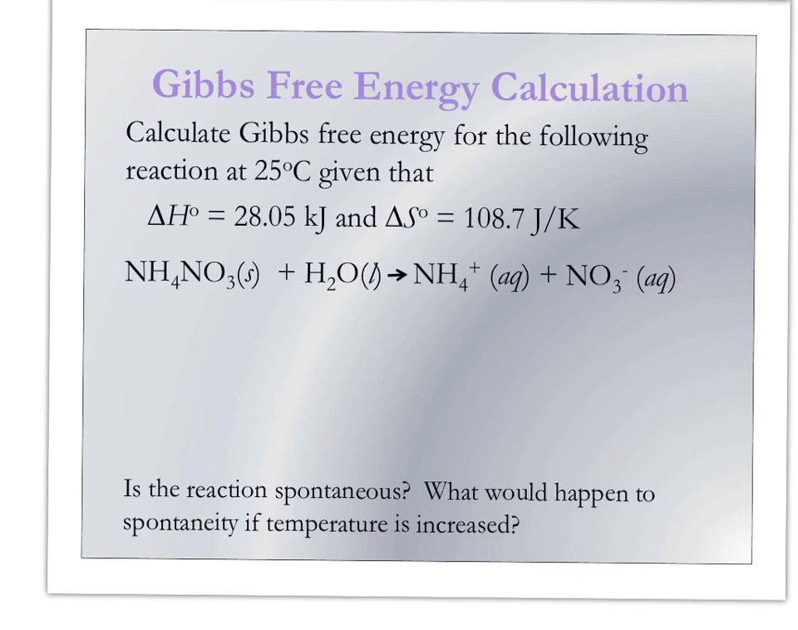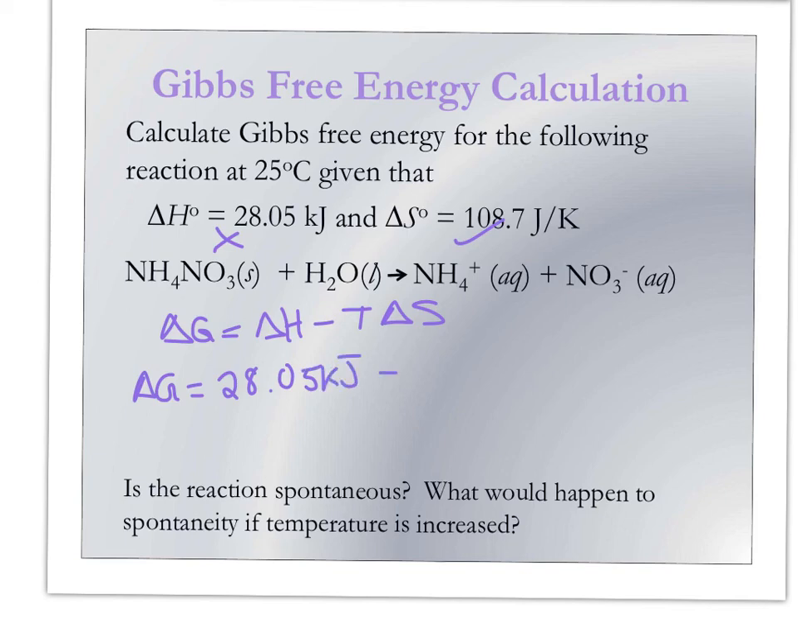So, first thing, to answer whether it's spontaneous or not, I would check, is it driven by entropy or enthalpy? So let's look at this. Delta H positive, oh, that's not good. Delta S positive, oh, that's good. So I can't decide right away whether it's spontaneous or not because it's favored by one and not the other. So I calculate my delta G. Delta G is equal to delta H minus T delta S. Delta H is given to me, 28.05 kilojoules.